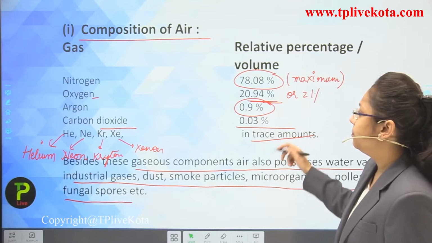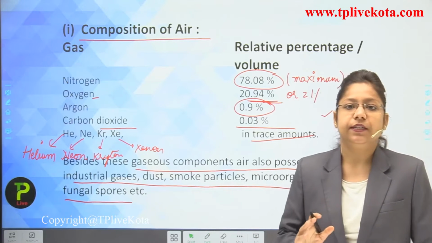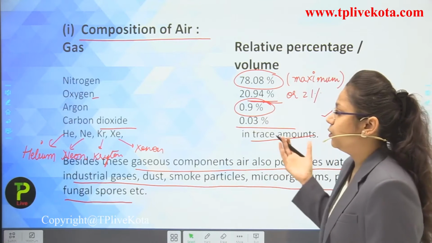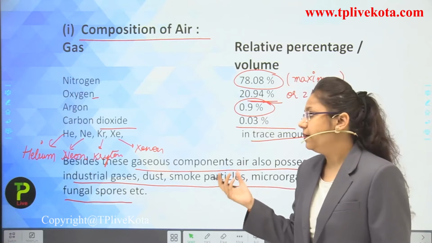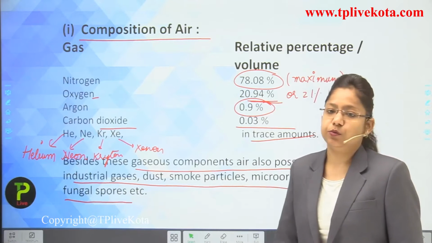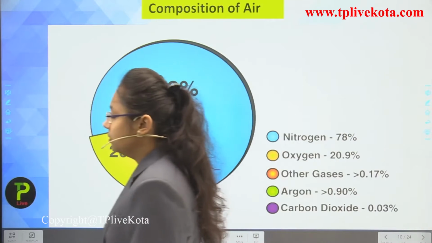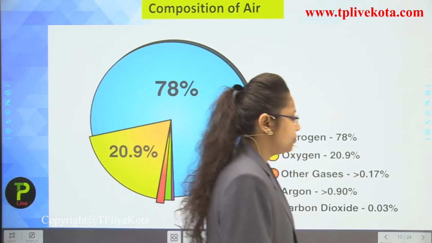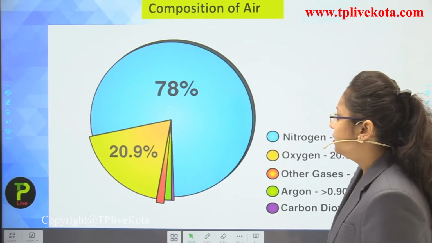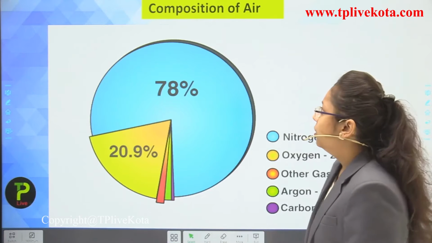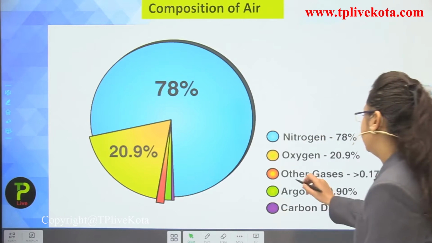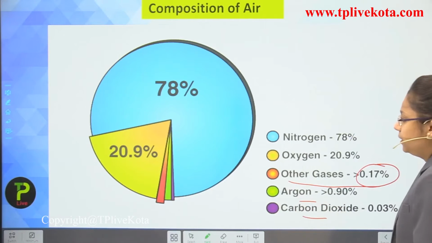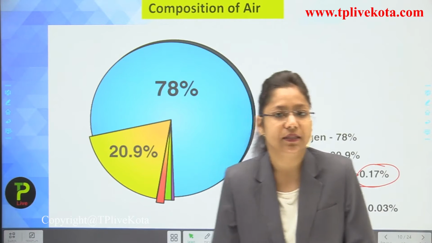Okay, students, so please remember this thing, that only 78% is nitrogen, and 20.94, or we can say 21%, is oxygen. Next, 0.9% argon, and the rest of the other gases are present in very trace amounts. Now you can see here in this pictorial representation, students, nitrogen is 78%, oxygen is 20.9%. This is just the representation of a pie chart of the composition of air. So you can see here other gases comprise 0.17% or less than this. Argon and carbon dioxide are present in very little quantities in the atmosphere.